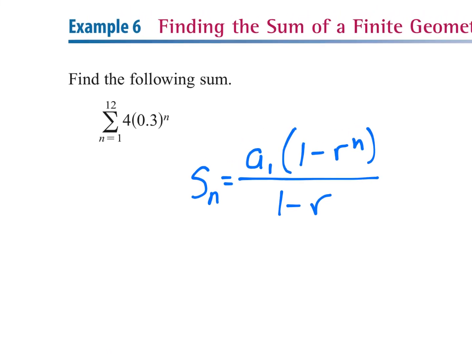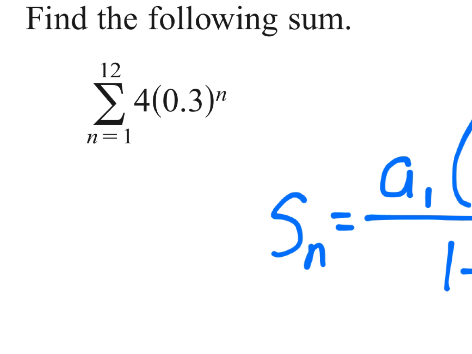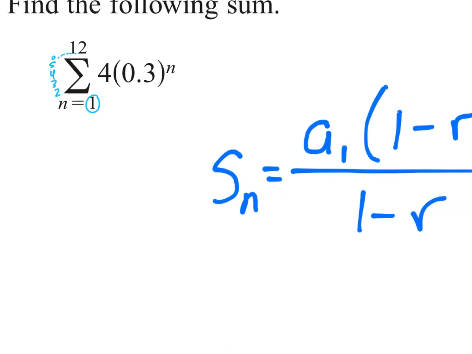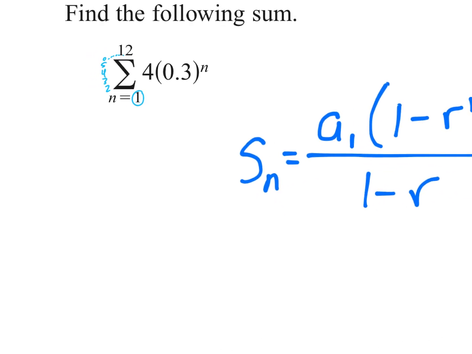So we want to find the sum. So rather than plugging in 1, 2, 3, 4, 5, 6, 7, 8, 9, 10, 11, and 12, and adding them all together, we can just use the formula. So we need to know what our a sub 1 is. We need to know what our rate is, and we need to know the number of terms. So how do you think I could find a sub 1?